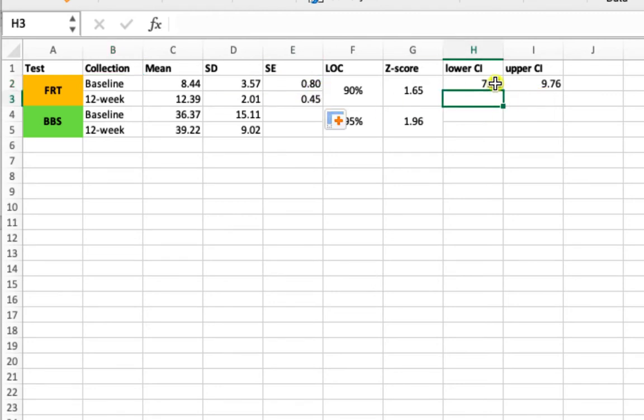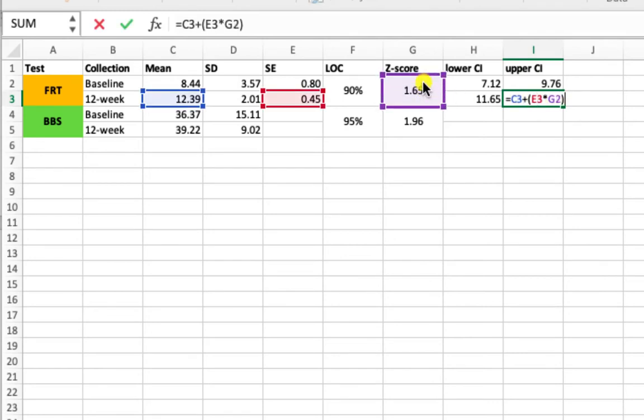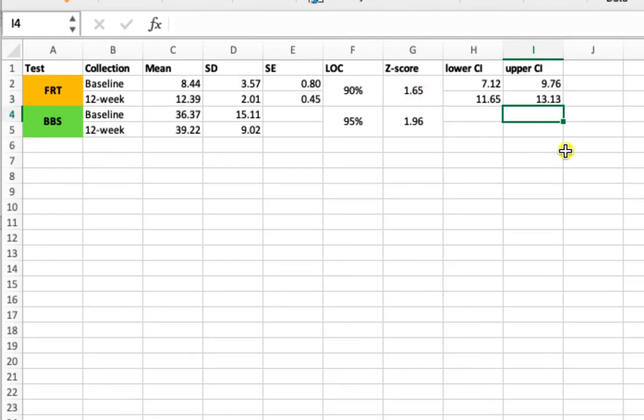We then can calculate our interval bounds for our 12-week. And I just want to make sure that this box is adjusted appropriately. And then this confidence interval would represent where the true population mean would lie for stage 3 Huntington's disease, or people with stage 3 Huntington's disease who have received a 12-week intervention.